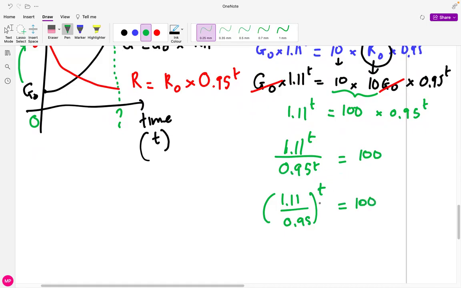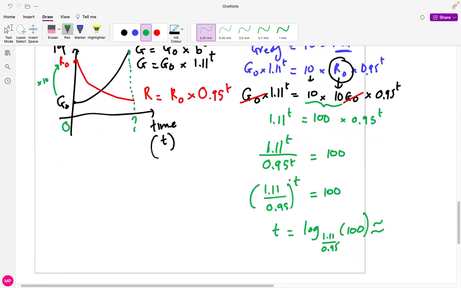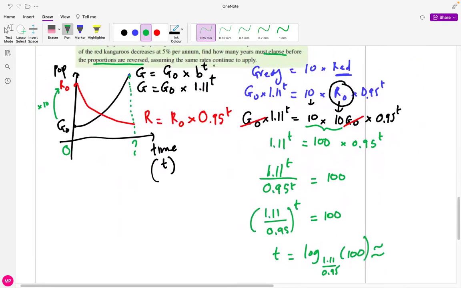And we can solve for T by taking the log. So T equals log base 1.11 over 0.95 of 100. And then you can put that on the calculator to get approximately the solution for this. So that's the answer: how many years it takes, the T value here, for the population to be reversed.